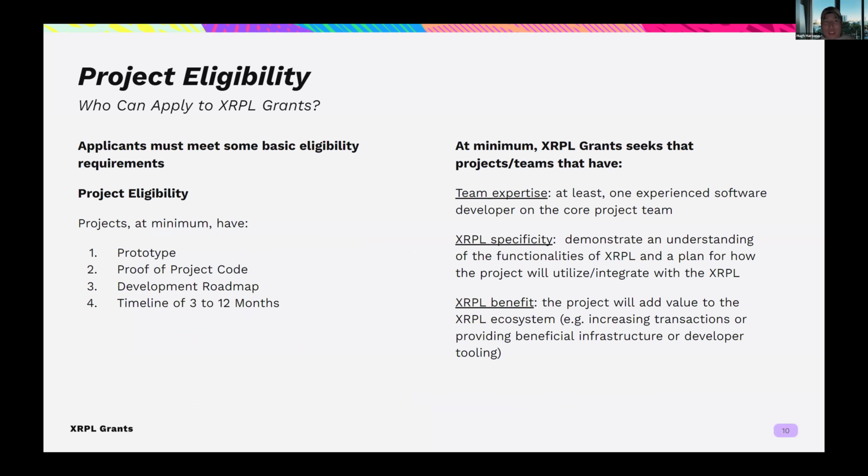Our project eligibility: projects at minimum have to have a prototype, a proof of project code, a development roadmap, and a timeline. So that's great because you guys are all here at the XRPL SEA Hackathon. And here you guys are developing that prototype, and you do have some project code as well. So we're really excited to see how much you guys are building and if potentially you can grow. And this is one of the first building blocks to applying to the XRPL grants program, really having that prototype as well as that code.